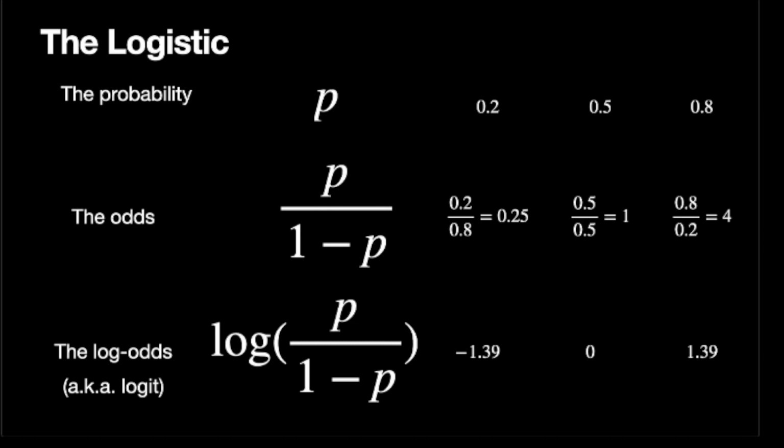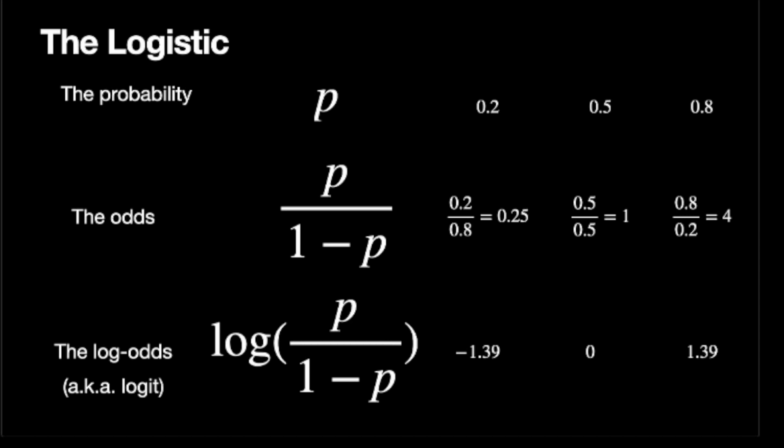Let's look at the math for converting three probabilities, 0.2, 0.5, and 0.8 into logits. First, we convert the probabilities into odds. The probability of 0.2 becomes the odds 0.25. The probability 0.5 becomes the odds 1, and the probability 0.8 becomes the odds 4. Then, if we take the log of the odds, we get these values in log odds, aka the logistic transform. Another cool thing is that in the logistic space, probabilities below 0.5 are negative, and probabilities above 0.5 are positive.